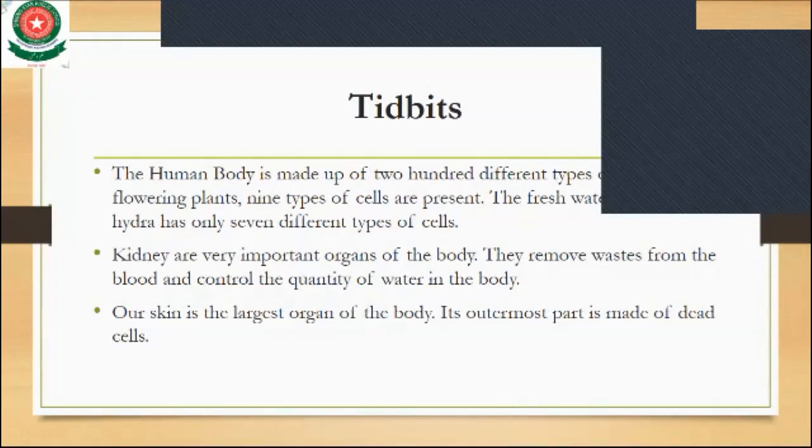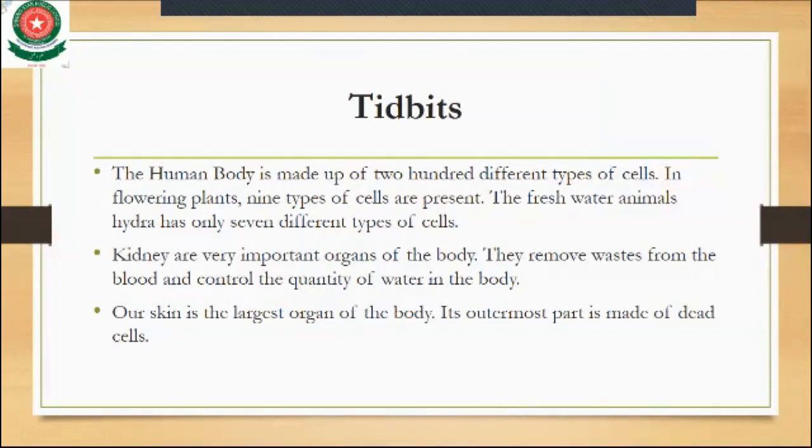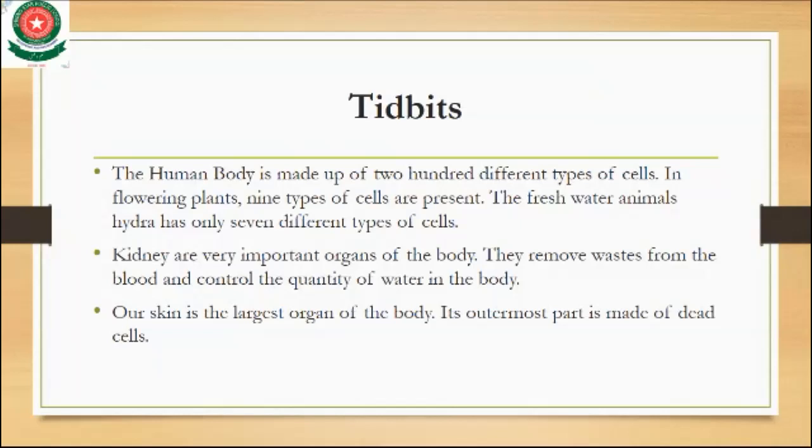Okay, class 6. Next information is about the kidney. Kidneys are very important organs of the body. They can remove waste from your blood and control the quantity of water in the body. The main function of the kidney is that they remove waste from your blood, and they also control the quantity of water in your body.